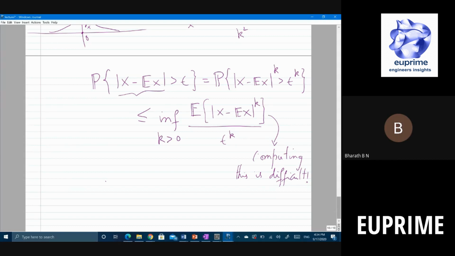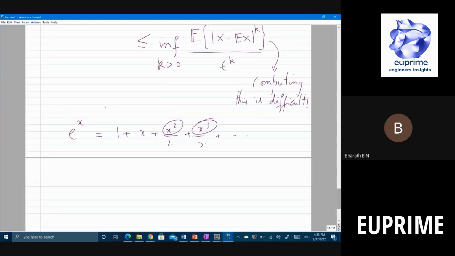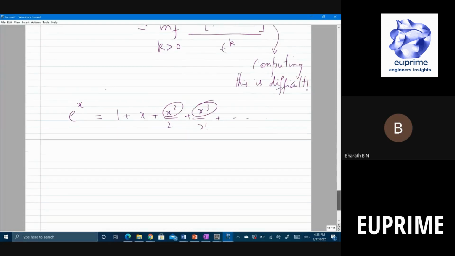So one way of encoding all the moments is to look at, for example, the exponential. Let's look at e^x. So e^x is what? 1 plus x plus x squared by 2 factorial plus x cubed by 3 factorial and so on. It has square, cube and so on. So now when you take the expected value, it takes into account all the moments, and I can adjust those moments. So that leads to the third inequality, called the Chernoff bound.